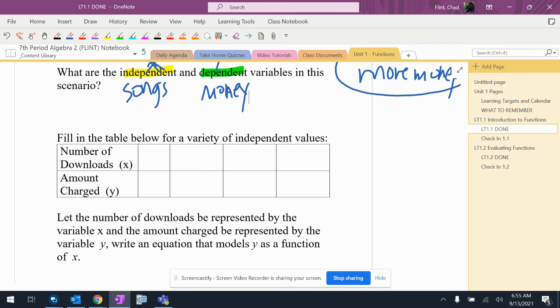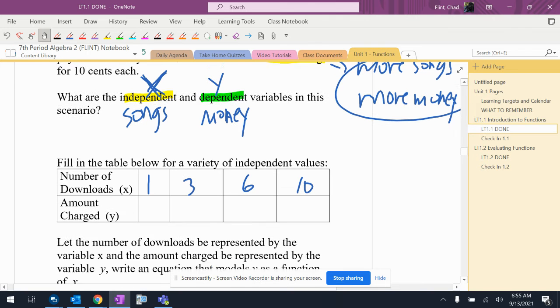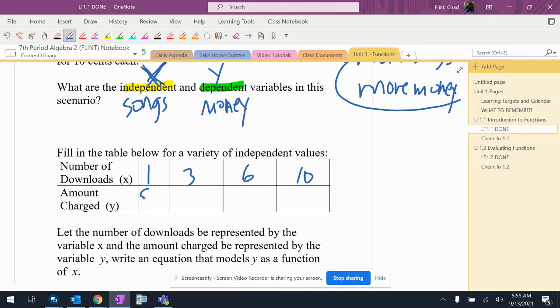So it says fill in the table below for a variety of independent values. So just pick out some values. I'm going to say if I download 1 song, 3 songs, 6 songs, 10 songs. So I pay $5 and then 10 cents for each song. So for this one, I pay $5.10. This one I pay $5.30. I'm doing this in my head. You should use a calculator. Let me actually write this down.